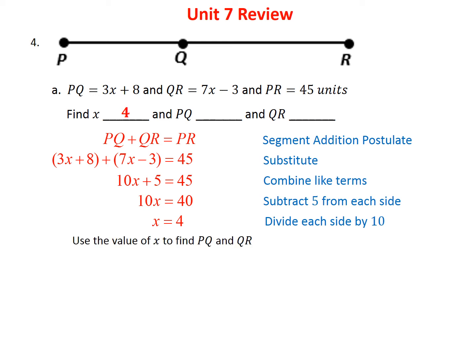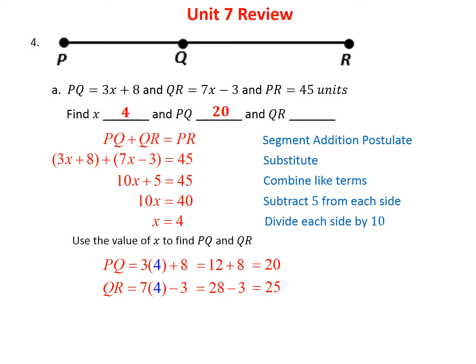To find PQ now, we're going to use the value of x and put it into the expressions for each segment. So PQ now is 3x, or 3 times 4 plus 8. So that's going to be 12 plus 8, or 20. And likewise QR is going to be 7 times x, or 7 times 4 minus 3, or 28 minus 3, which is 25. Now the great thing about these problems, particularly on a test, is you can check to see if they're right. Do those two actually add up to 45? And the answer is yes, 20 and 25 equal 45, so we know we got this problem.